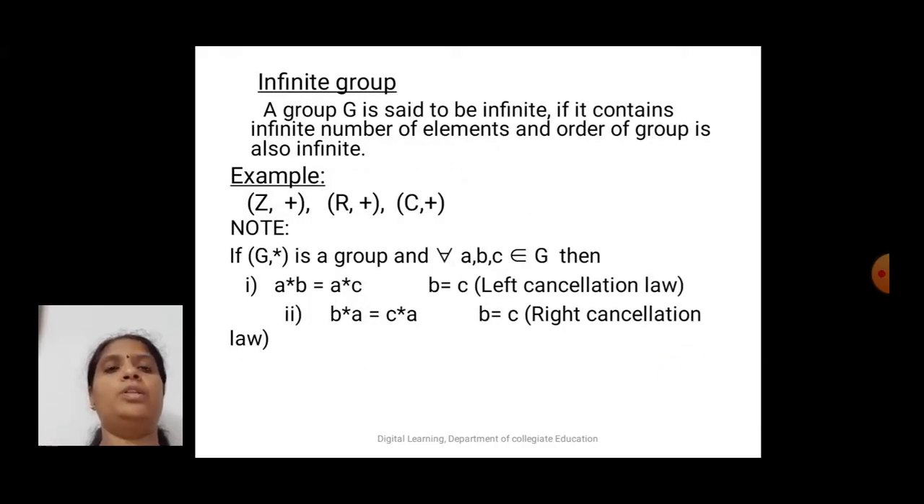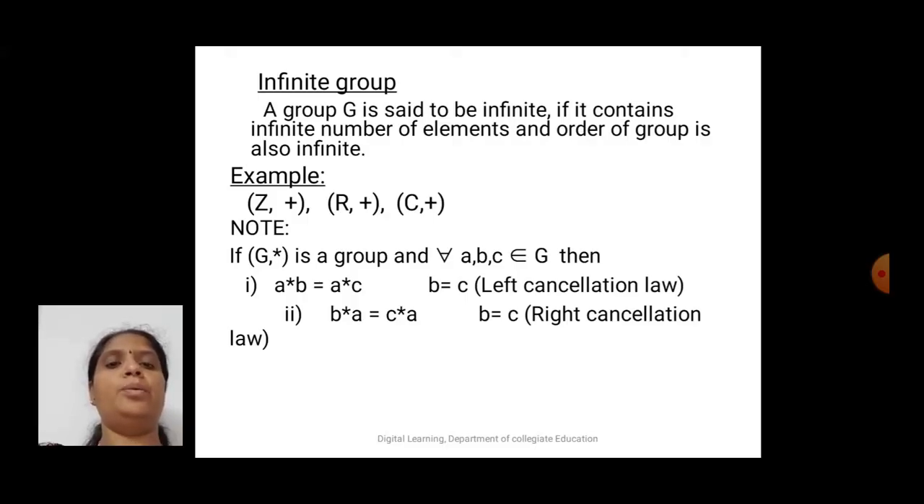Then we'll move to the infinite group. A group G is said to be infinite if it contains an infinite number of elements and the order of the group is also infinite. Examples are the set of integers under addition, real numbers under addition, complex numbers under addition. So these are examples of infinite groups.